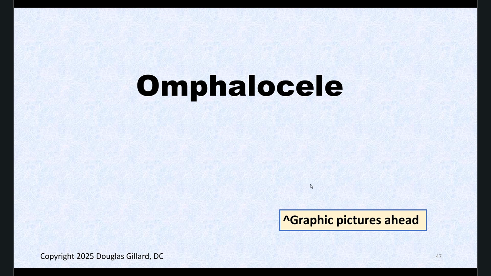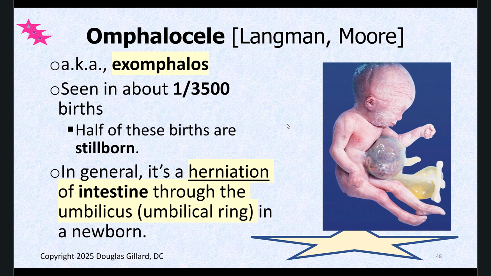All right, some gross picture warnings. So if you're sensitive, don't go ahead, because we're showing some birth defects here. Hernia, umbilical type hernias, omphalocele. There we go, right off the bat. So this little guy unfortunately didn't make it, but a great example of an omphalocele. AKA exomphalos.